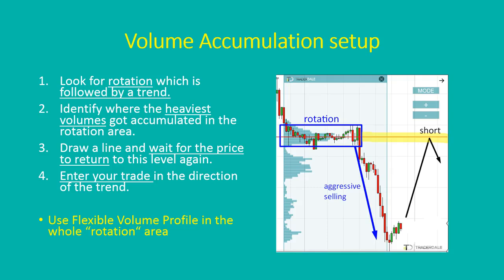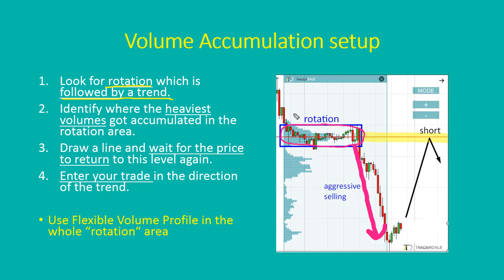So here are rules for the entry setup. I won't be talking about position management yet, but I'll be talking about it later, alright? So this part will be only about entering the trade. So here are the steps for the volume accumulation setup. First, you look for rotation, which is followed by a trend. So if you look at the picture, you can see that there is a rotation, price is moving sideways, big institutions are accumulating their positions, and afterwards there is a trend. Alright, so this is what you look for, rotation followed by a trend.